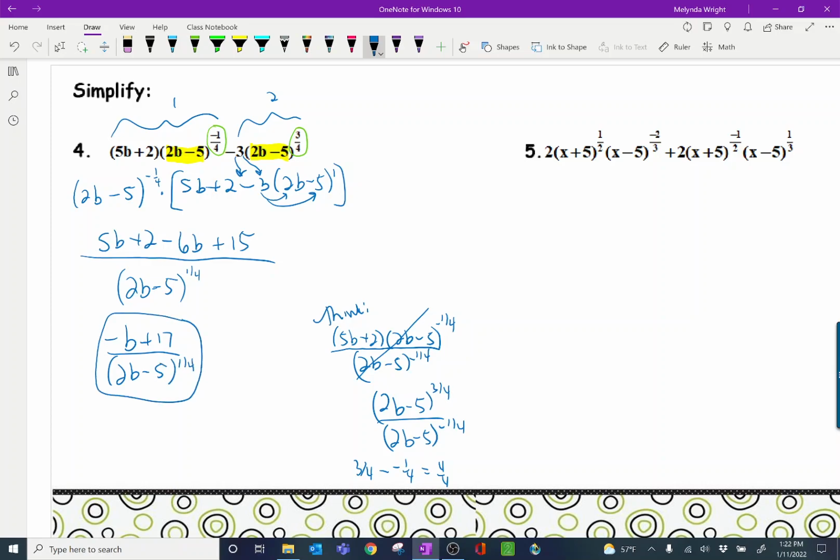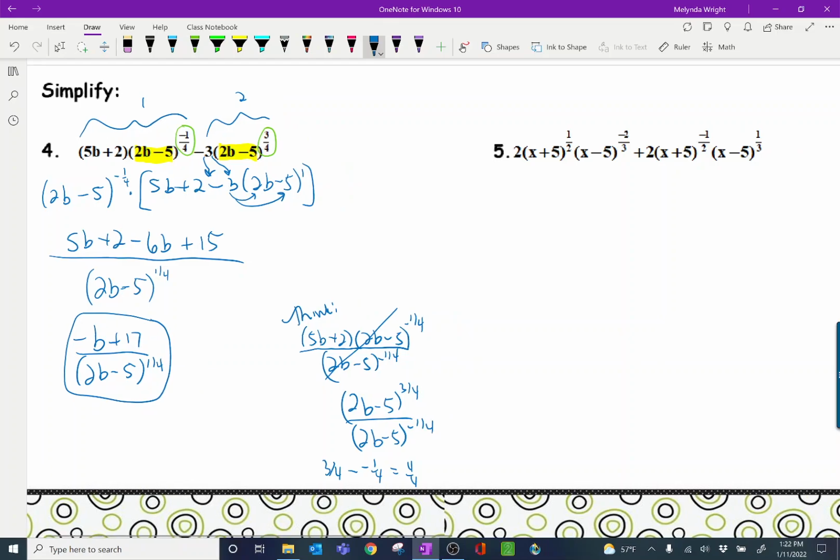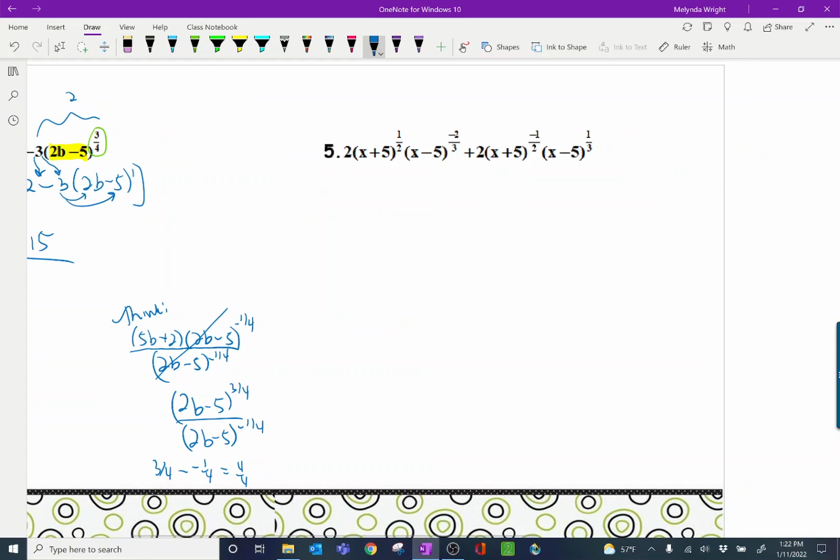All right, home stretch. Last problem. Ooh, this is a bit crazy. I still have 2 terms. Now you might be wondering, could this work with more than 2 terms? Absolutely, you could do it with more than 2 terms. Now we just have 2. Let's see what we got going on.